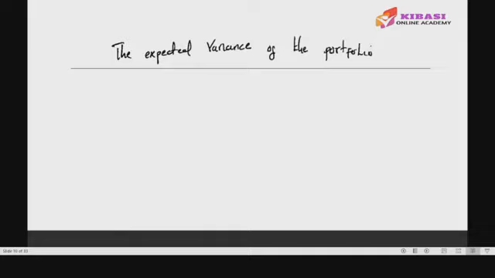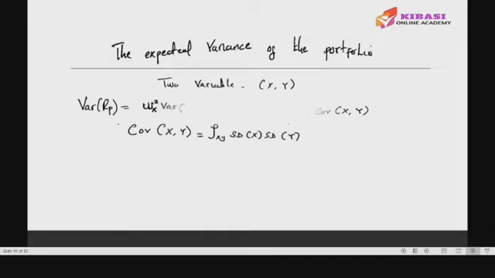The expected variance of the portfolio. So we have this one, two variable variance. Two variable variance will return portfolio of two variables. We get weight ya variable ya kwanza ambayo ni x, tunai square, then tunazidisha na variance ya x plus weight ya y times variance ya y plus 2 weight ya x, weight ya y, covariance ya x y.